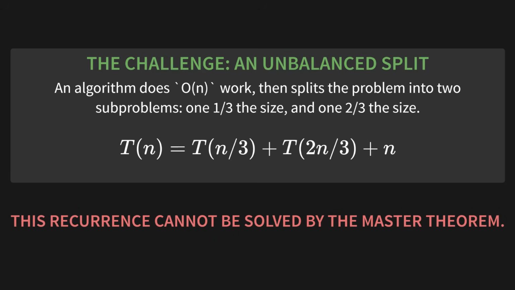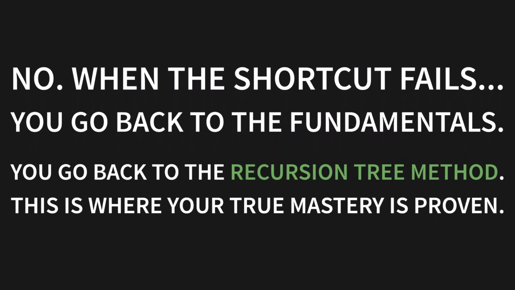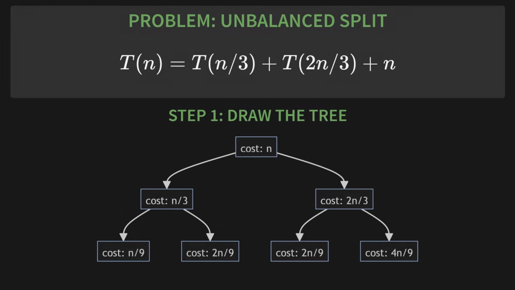Now here's the kicker. This recurrence cannot be solved by the master theorem. It just doesn't fit the required structure. There's no single value for b. So what do we do? Do we panic? Do we guess? When the shortcut fails, you go back to the fundamentals. You go back to the recursion tree method. This is where your true mastery is proven. Okay, let's solve this unbalanced split problem.